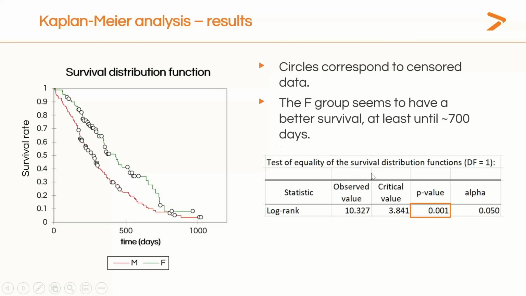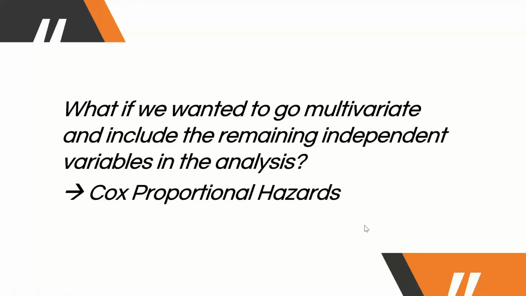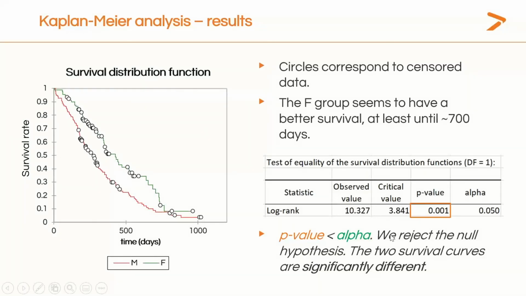ExcelStat also provides this test of equality of the survival distribution functions associated with a p-value. The p-value is lower than alpha. We can reject the null hypothesis that the 2 survival curves overlap. And we can say that the 2 survival curves are significantly different.